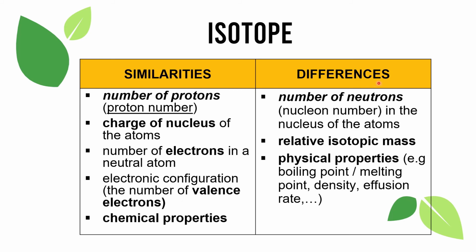And for the differences, they have different numbers of neutrons and different relative isotopic mass. Why? Because when they have different neutron numbers, the value of A will be different. So A refers to the isotopic mass. And also they will have different physical properties such as boiling point, melting point, density, fusion rate, and so on.